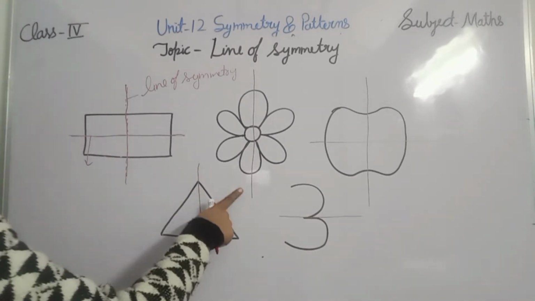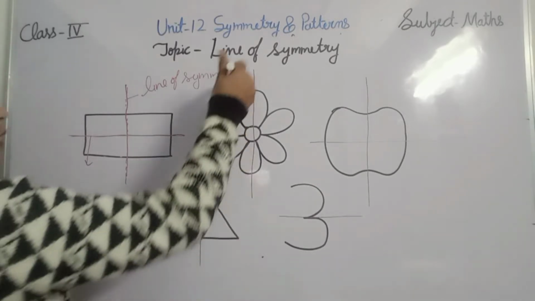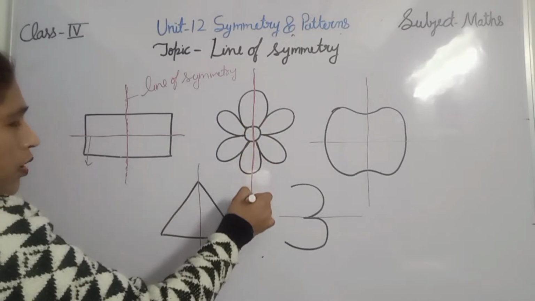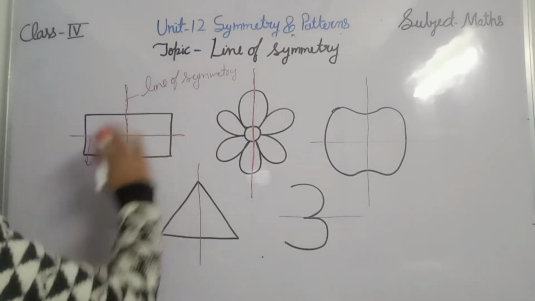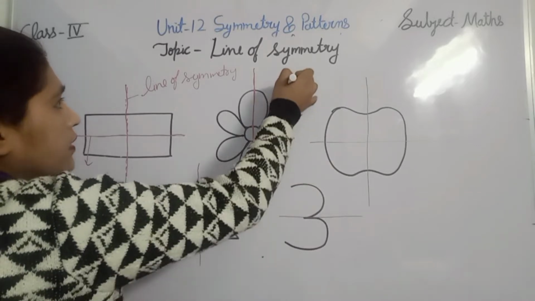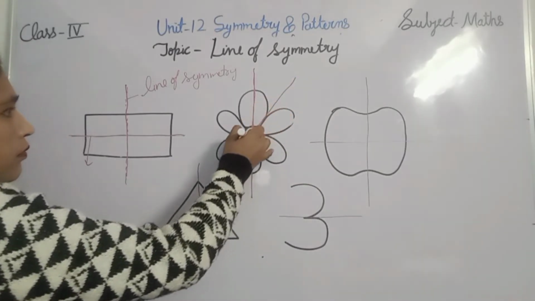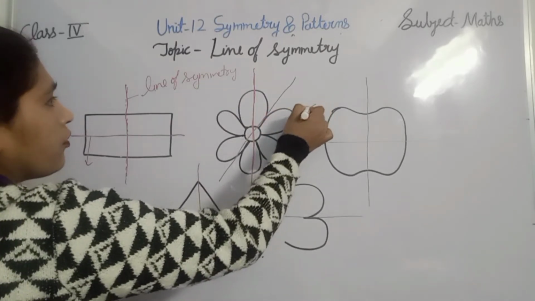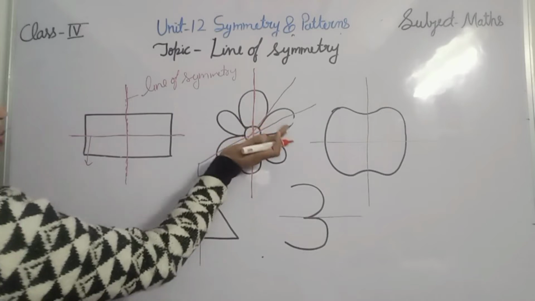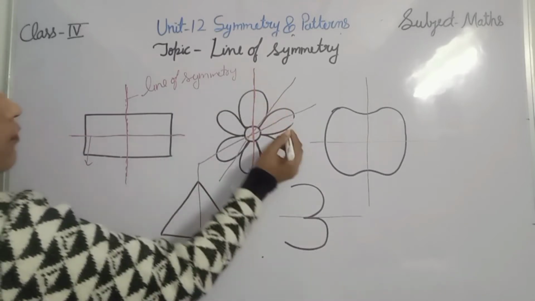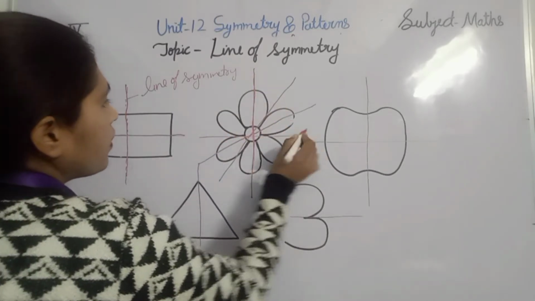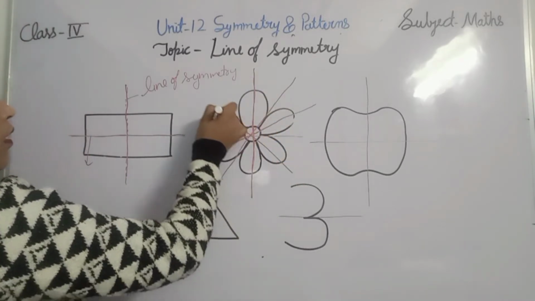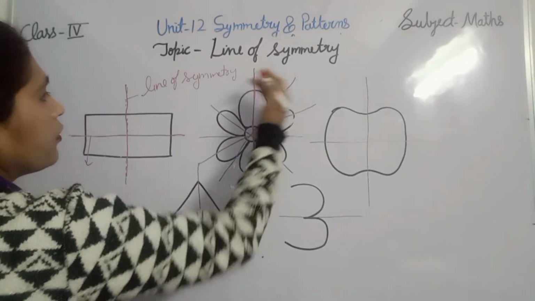Yes. Now come to this flower. In this flower, if you divide it from here, this part is similar to this one. Now if I am dividing this flower from here, this part is similar to this one. If I am dividing from here, this part is similar to this one. From here, this part is similar to this one. And from here, this part is similar to this one.